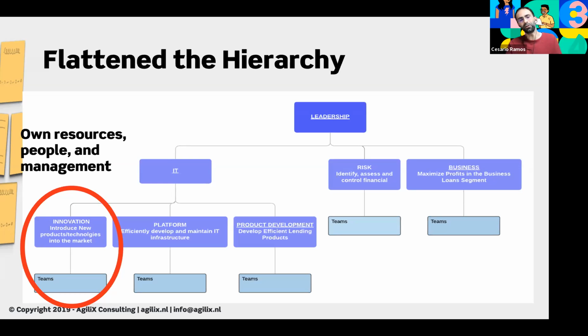So these innovation guys would get their own resources, their own people, maybe their own management, and so on. And this would create this decoupling. We are actually flattening the hierarchy, reducing coordination, reducing conflict. Otherwise said, we are increasing speed and adaptability.